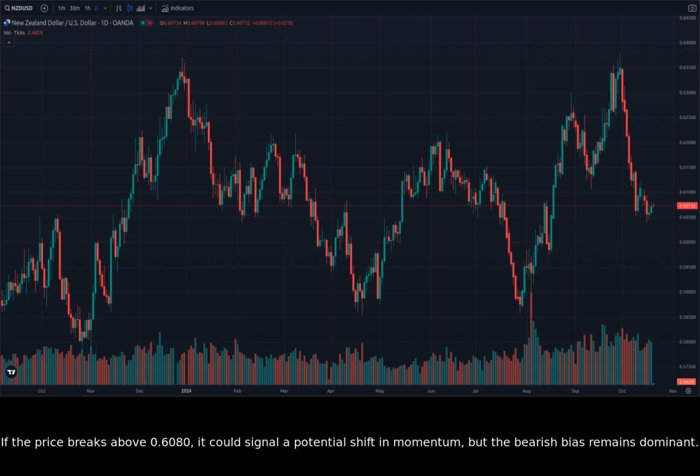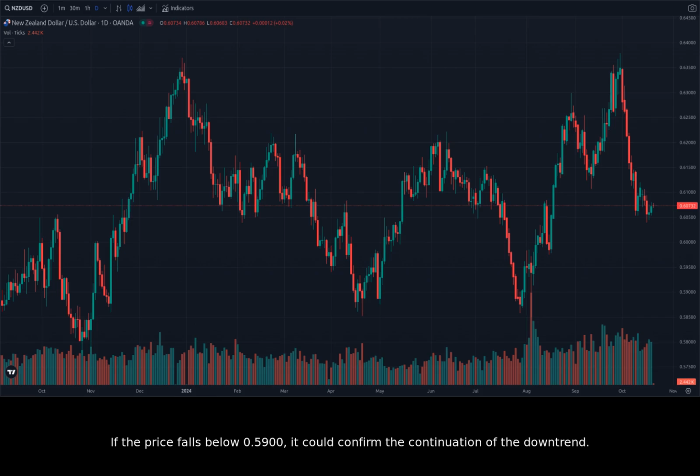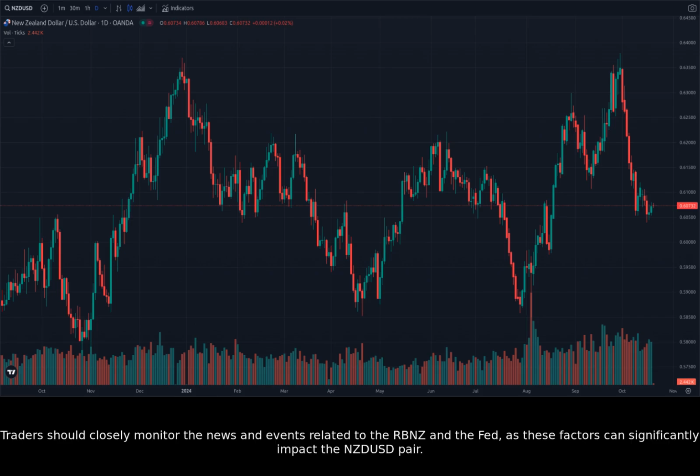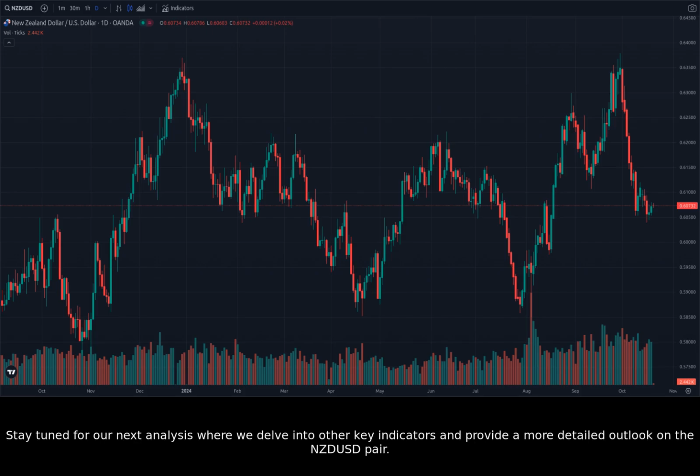bias remains dominant. If the price falls below 0.5900, it could confirm the continuation of the downtrend. Traders should closely monitor the news and events related to the RBNZ and the Fed, as these factors can significantly impact the NZDUSD pair. Stay tuned for our next analysis, where we delve into other key indicators and provide a more detailed outlook on the NZDUSD pair.